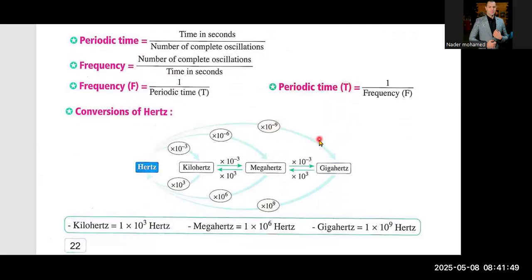What's the measuring unit of frequency? It will be hertz, kilohertz, megahertz, and gigahertz. The smallest one is hertz, and the largest one is gigahertz. When I need to convert from giga to mega, I multiply by 10 to the power 3, mega to kilo by 10 to the power 3, kilo to hertz by 10 to the power 3. When I return from hertz to kilohertz, I multiply by 10 to the power negative 3, hertz to mega by 10 to the power negative 6, hertz to giga by 10 to the power negative 9.